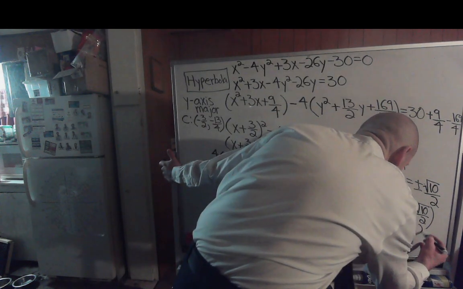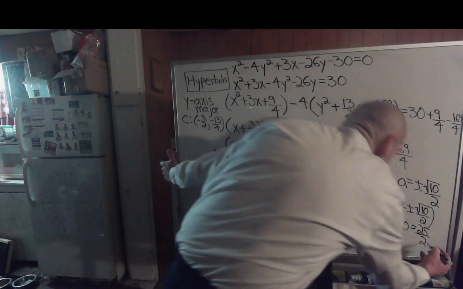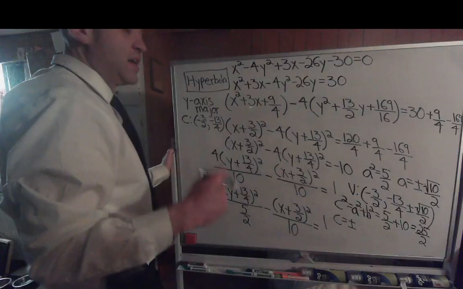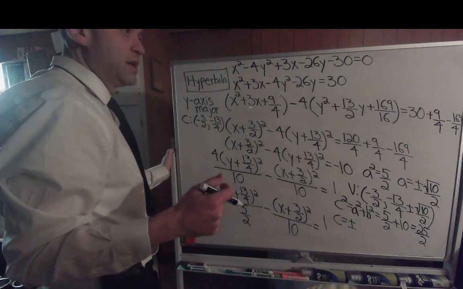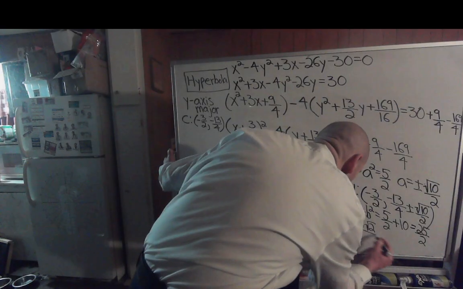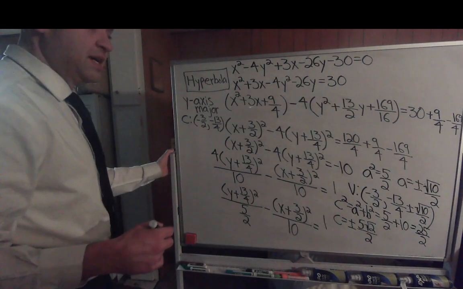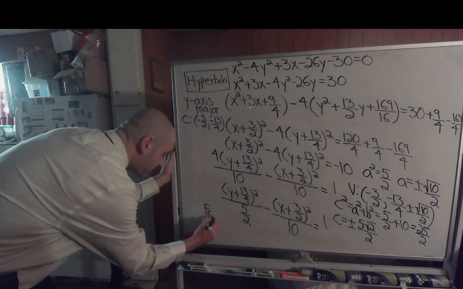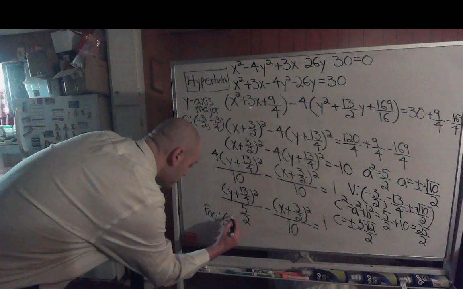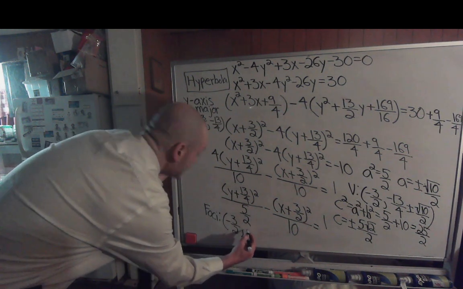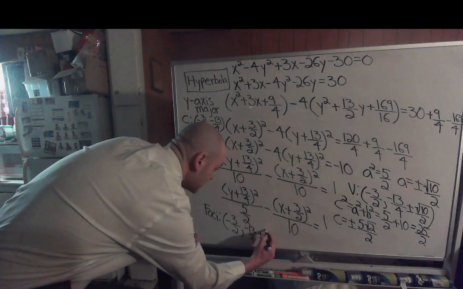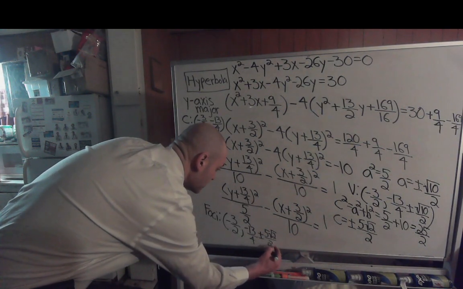So that would be 25/2 is c squared, which means c equals plus and minus, well, that would be 5 over the square root of 2, so that would be plus and minus 5 times the square root of 2 over 2 for your c, giving you your foci. Since the y-axis is your major axis, your foci would be at negative 3/2 and then negative 13/4 plus and minus 5 times the square root of 2 over 2.